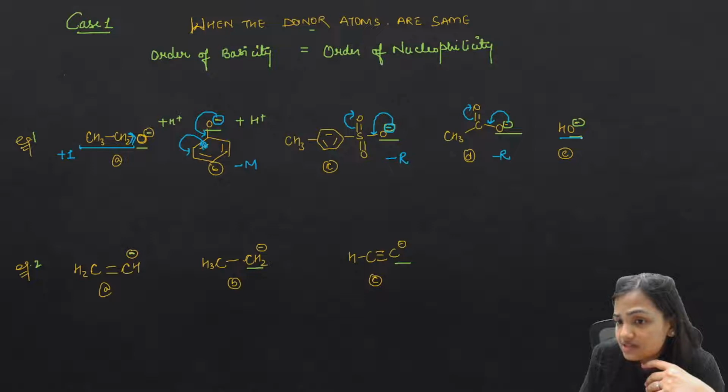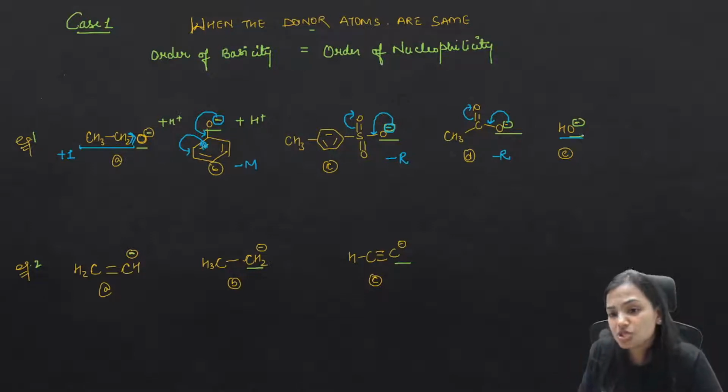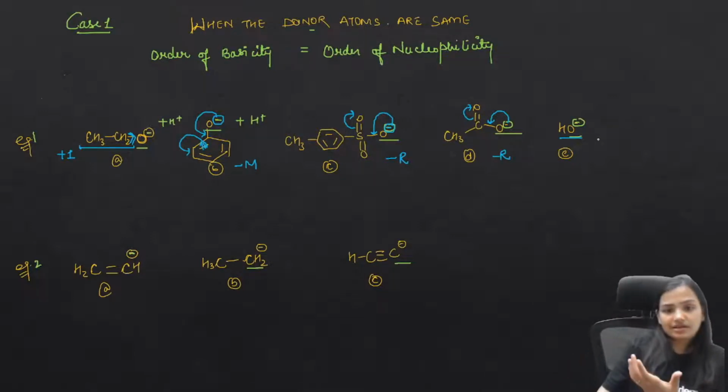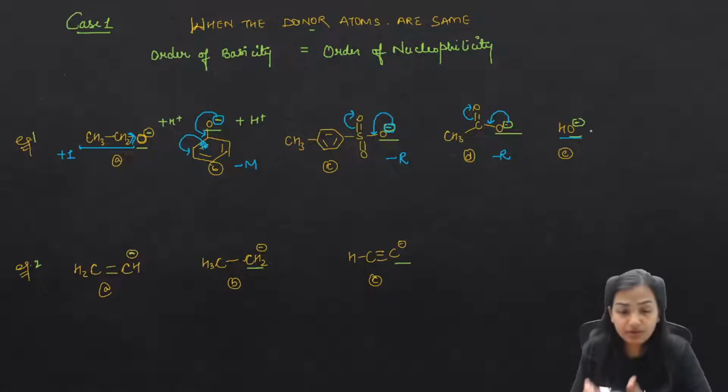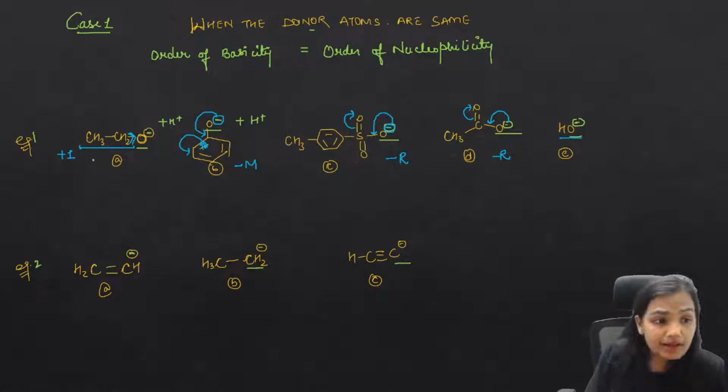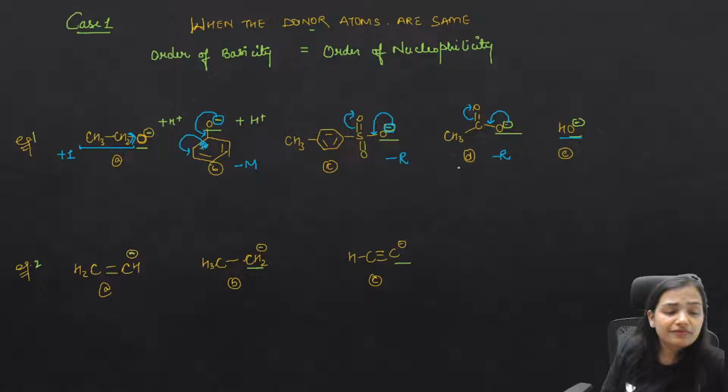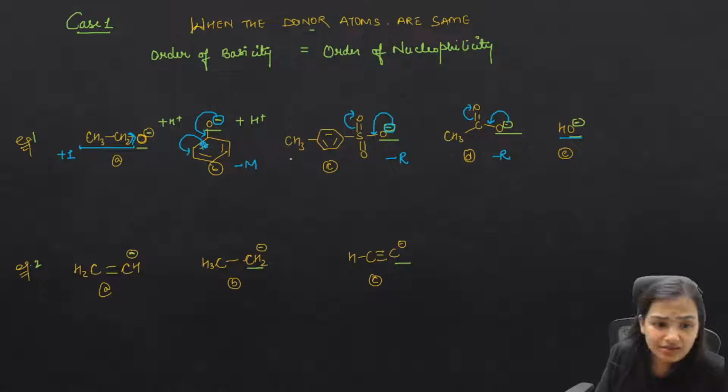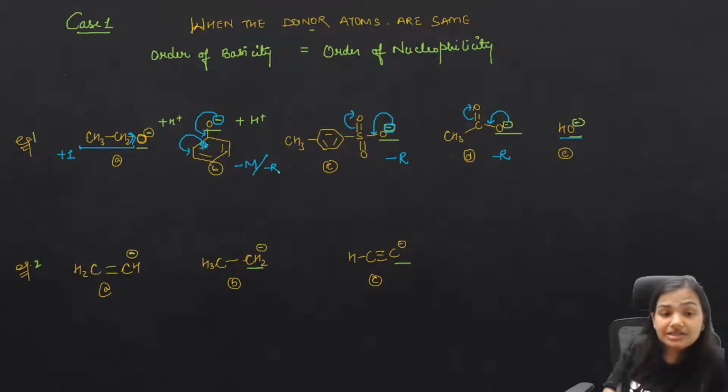Now here this is HO negative. No other species is there, hydrogen is simply a reference atom. If you compare all the species, in A there is a plus I effect, rather than minus M or minus R. The others are resonance stabilized, but in A there is a plus I effect.